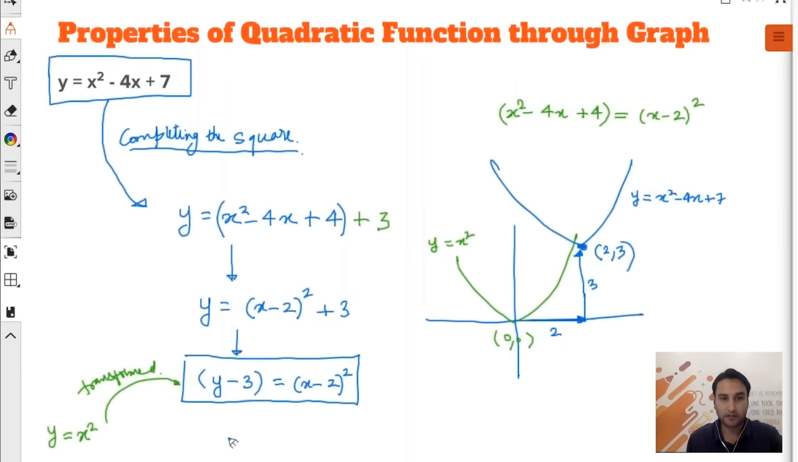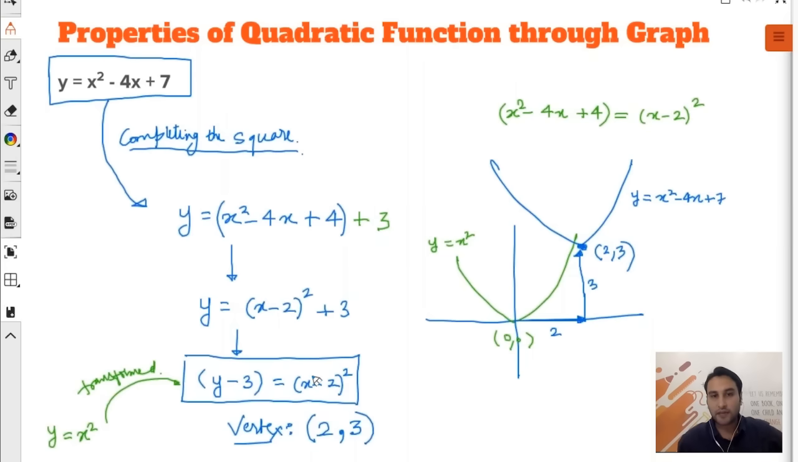Now remember it. If it is x minus something, because of x minus 2, the x coordinate of the vertex shifts to 2. Because of y minus 3, the y coordinate of the vertex shifts to 3. X minus 2, x coordinate shifts to 2. Because of y minus 3, y coordinate of the vertex shifts to 3. That's it. Make the graph. What is there in this? You can make it.